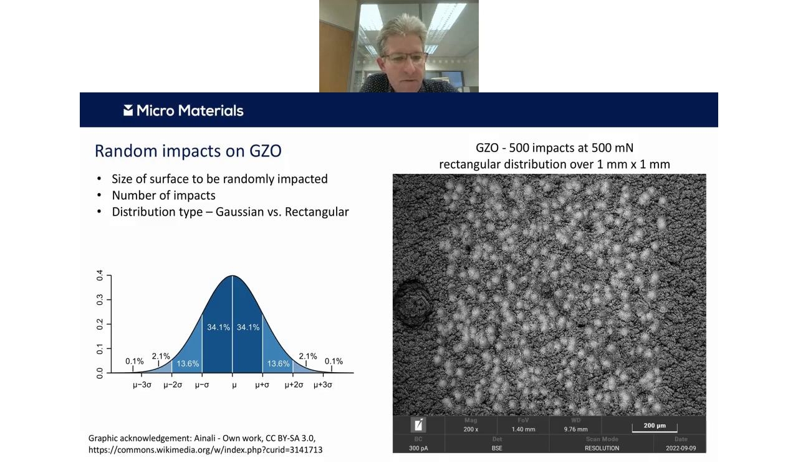So I finish off with the random impact tests. We can generate these rectangular distributions, as you see on the right, where we have an equal probability of an impact being anywhere within the test region that we set. In this case, it's 1 millimeter by 1 millimeter. Or we could go for a different type of distribution, like a normal distribution, where there's a higher probability of those impacts being near the center of the test region, which can simulate certain types of erosion tests more accurately.